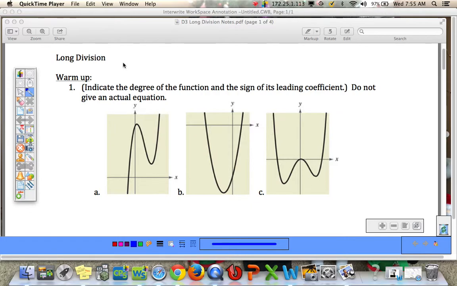Well, let's first look at the degree of the function. It has something to do with the turning points. So this one right here has two turning points. You can see it's an odd function because the end behavior is the opposite. One's up and one's down. So if this has two turning points, then the degree is 3. So this is degree 3.